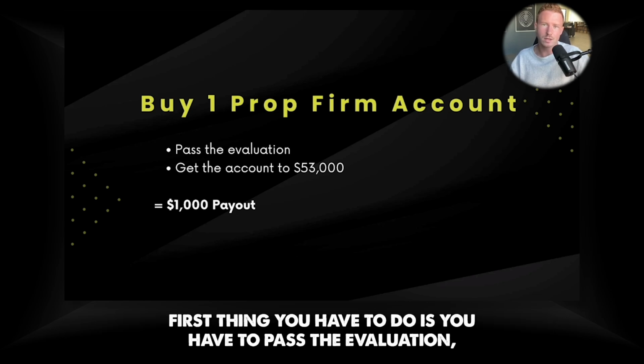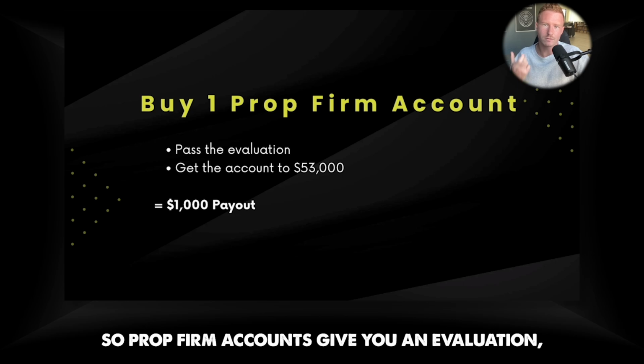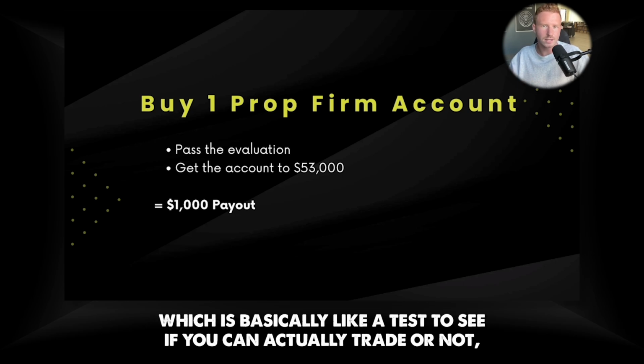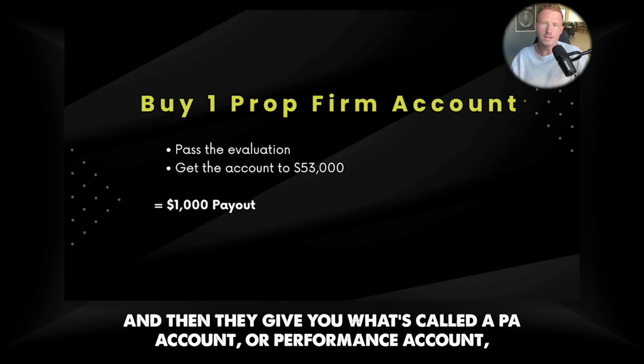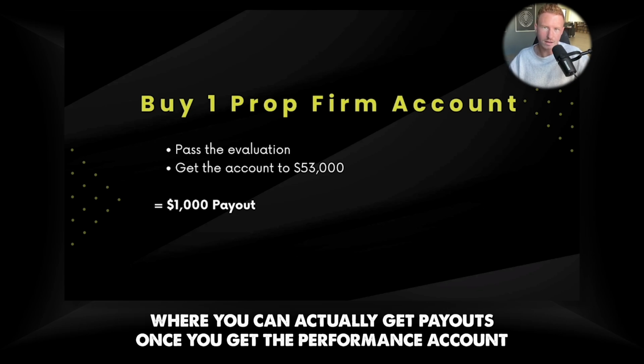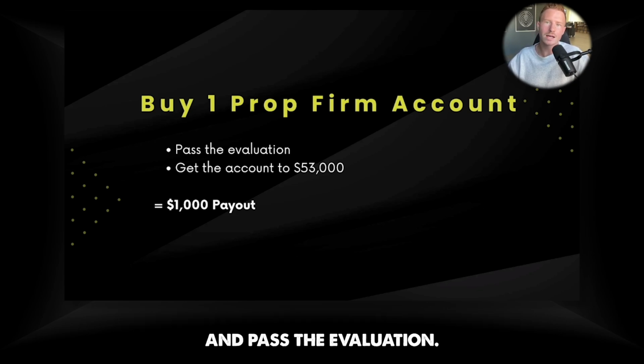First thing you have to do is you have to pass evaluation. So prop firm accounts give you an evaluation, which is basically like a test to see if you can actually trade or not. And then they give you what's called a PA account, or a performance account, where you can actually get payouts once you get the performance account and pass the evaluation.